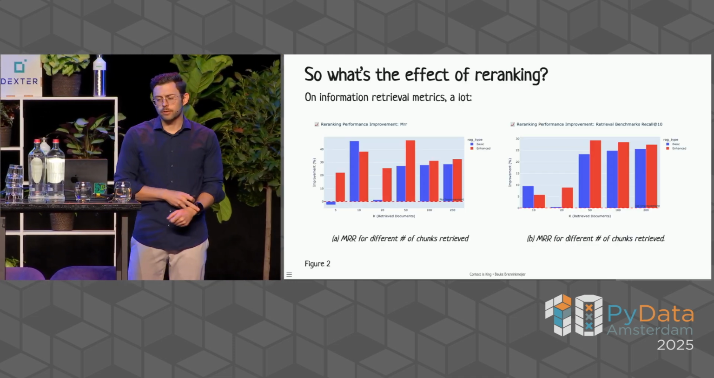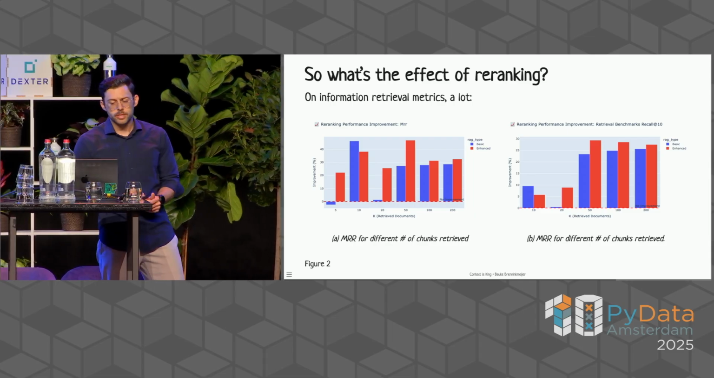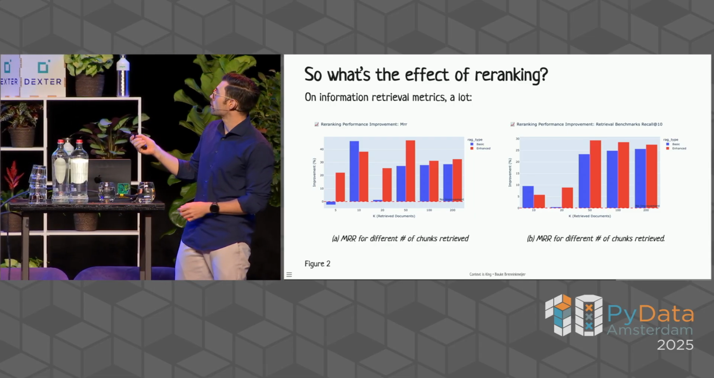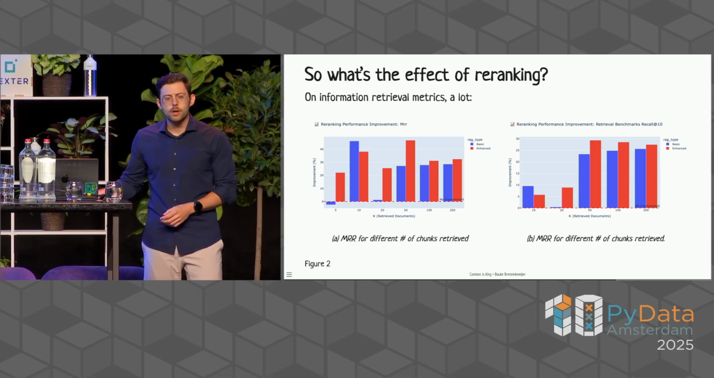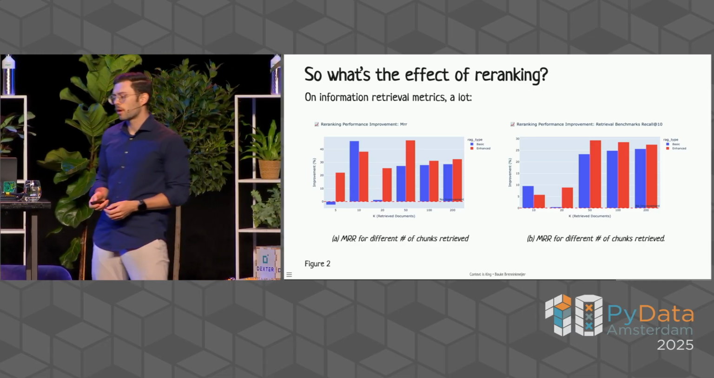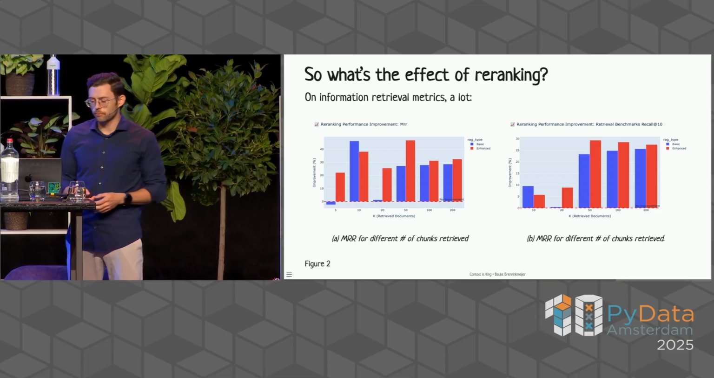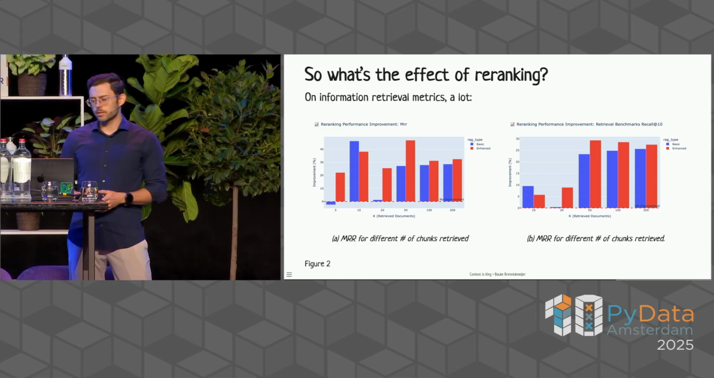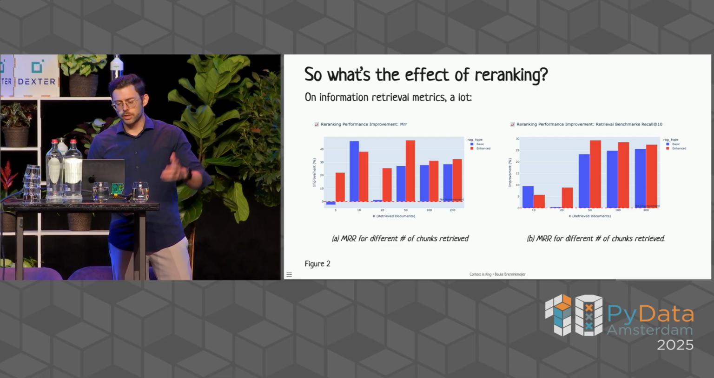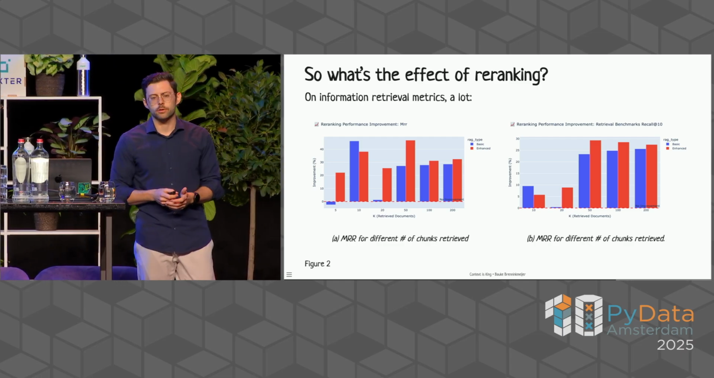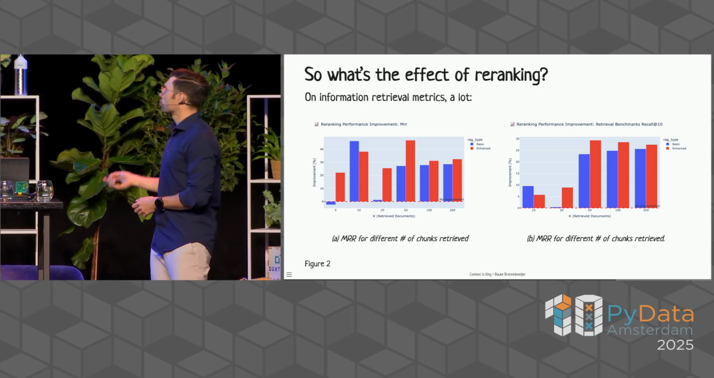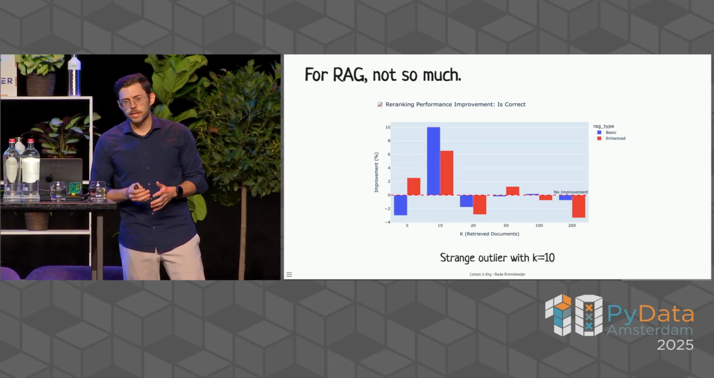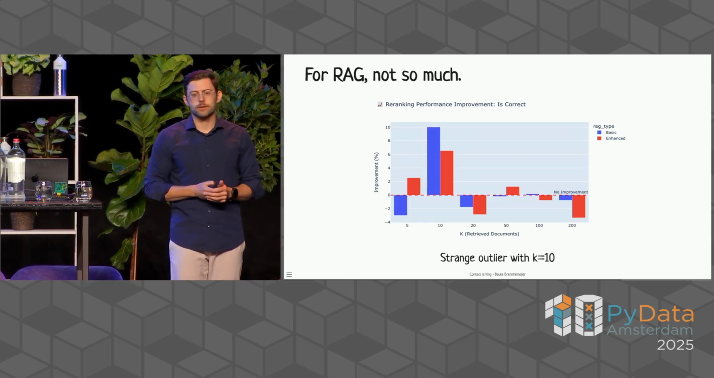So what is the effect of re-ranking? On information retrieval metrics, it's quite a lot. This is the percentage improvement that re-ranking gave for these metrics at different values of k, where k is the number of retrieved documents. MRR, you don't have to know what it is, increased. The other one, I labeled it incorrectly, is recall at 10. It also increased significantly, so that's good. The issue is that for actually answering the question, it didn't really matter.